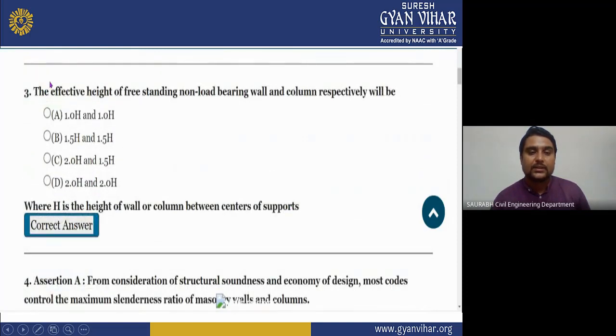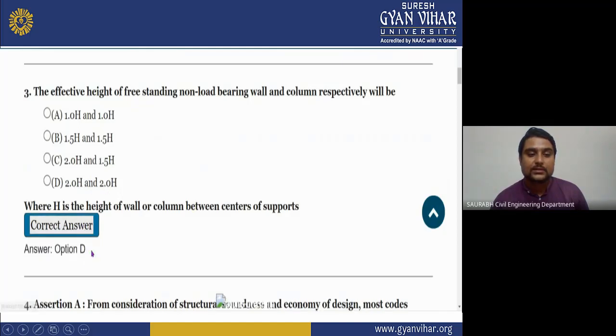The effective height of a freestanding non-load bearing wall and column respectively will be: 1.0H and 1.0H; 1.5H and 1.5H; 2.0H and 1.5H; 2.0H and 2.0H. Here the right answer will be D. That will be your right answer.